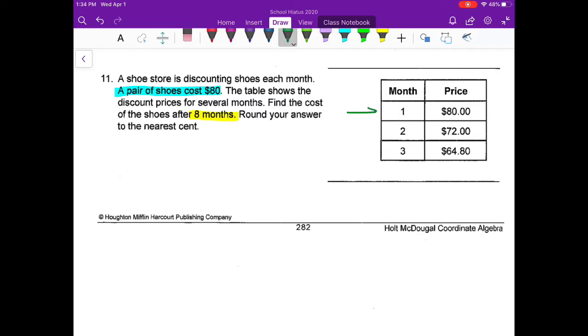So the first month, the price of the shoes is $80, so this will be our first term. And we're using the formula a sub n equals a1 times r to the n minus 1. This is the explicit rule for a geometric sequence. The reason we're using this and not the general form for an exponential function is that we're given the first month and not the 0 or y-intercept month. So we're going to substitute 80 for a1. So a sub n equals 80 times r to the n minus 1, and now we need to calculate r.